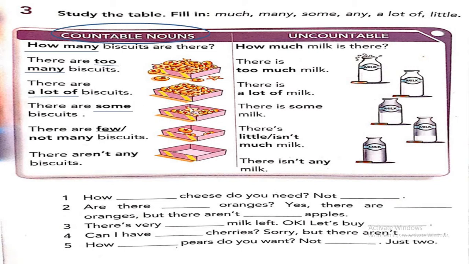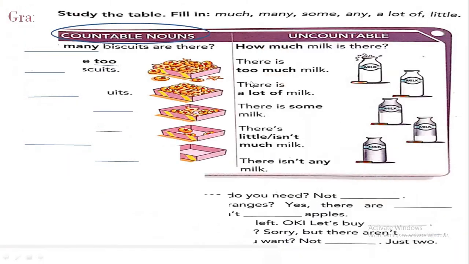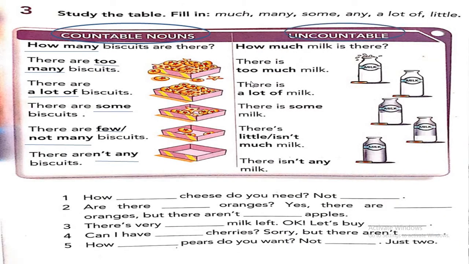So look at the box. There are some biscuits. Look at this one. There are few, or there aren't many biscuits. Either you answer there are few or there aren't many biscuits. Look here, no biscuits. So we answer, there aren't any biscuits. And now let's move to the uncountable nouns. How much milk is there? We answer with, there is too much milk.